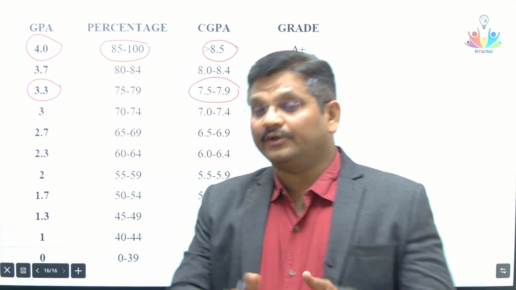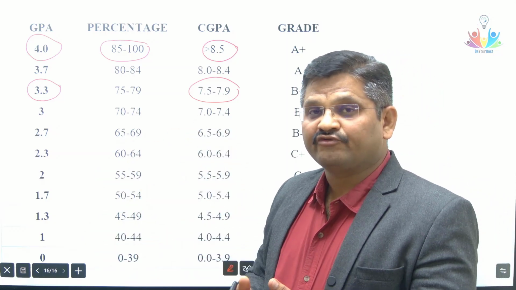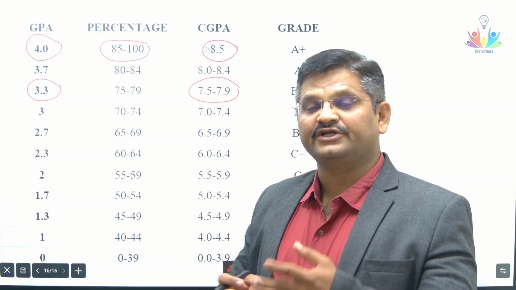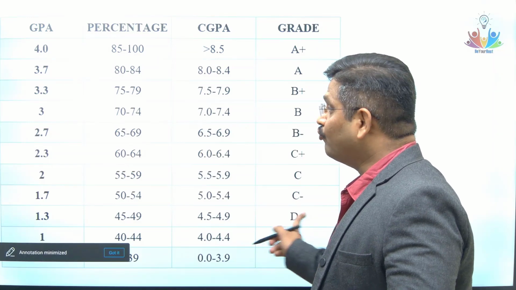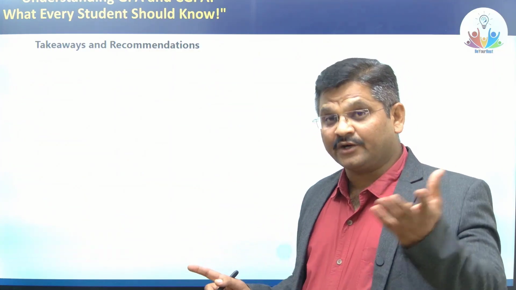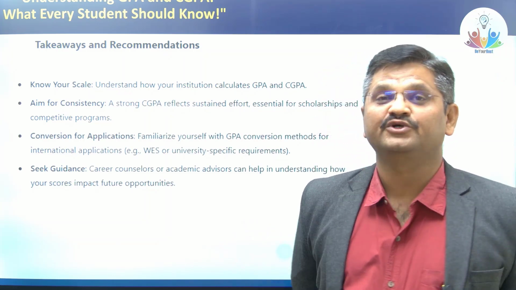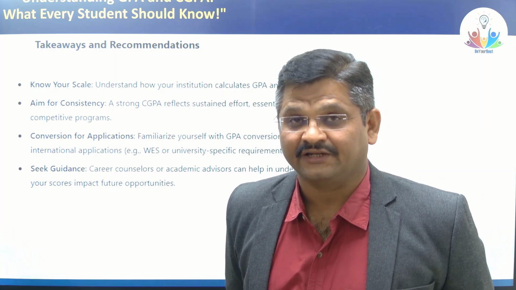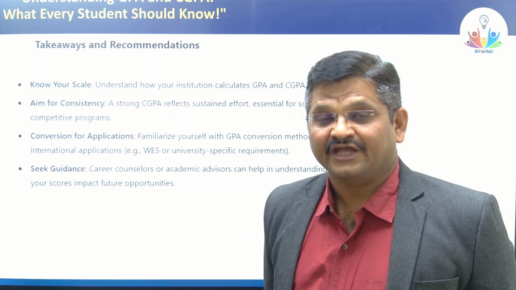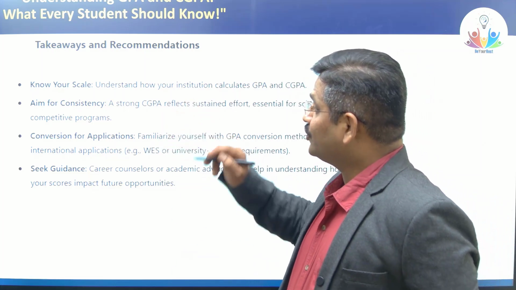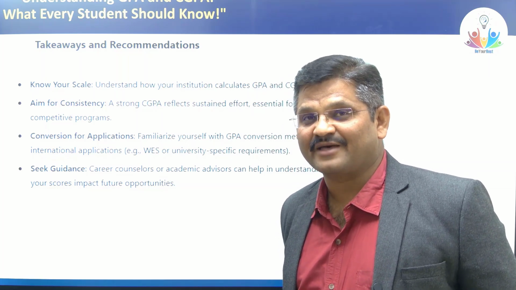Therefore, it is your duty to maintain your CGPA, and definitely a CGPA of more than 7.5 will be converted into a GPA that is equivalent to or more than 3.4. Therefore, the takeaways and recommendations from this course: first, you must know your skill, that GPA is for American universities and Canada. In the case of CGPA, know in which institution you are studying and where you are going to apply for studies abroad.